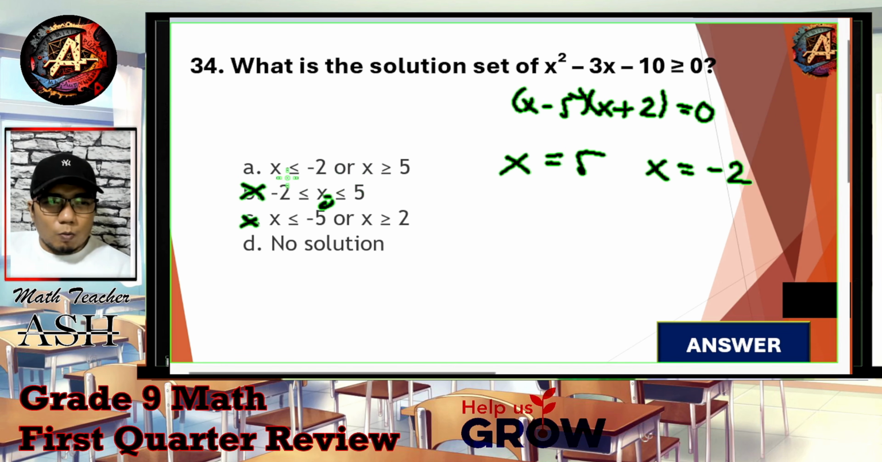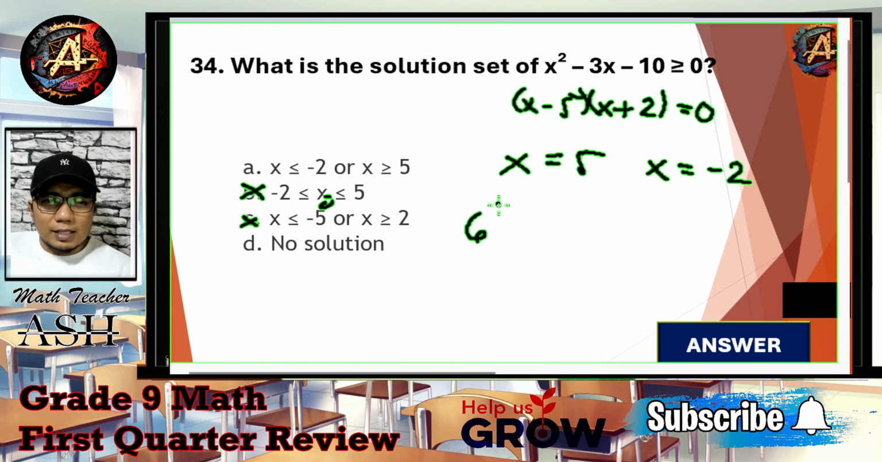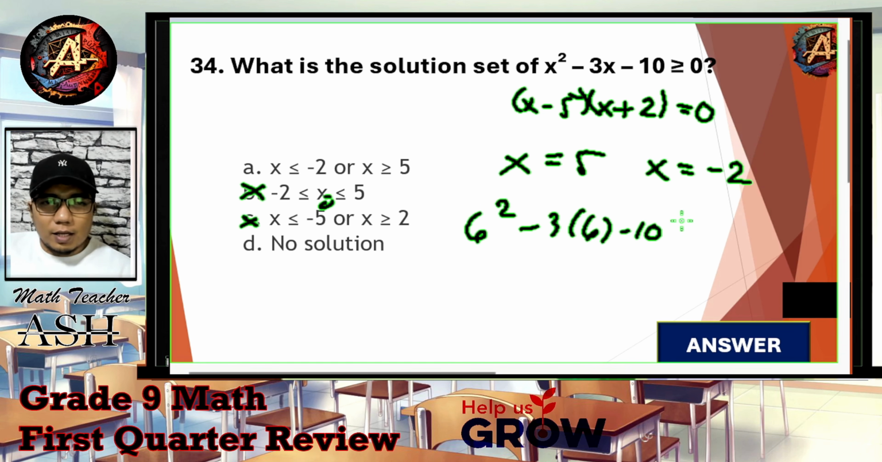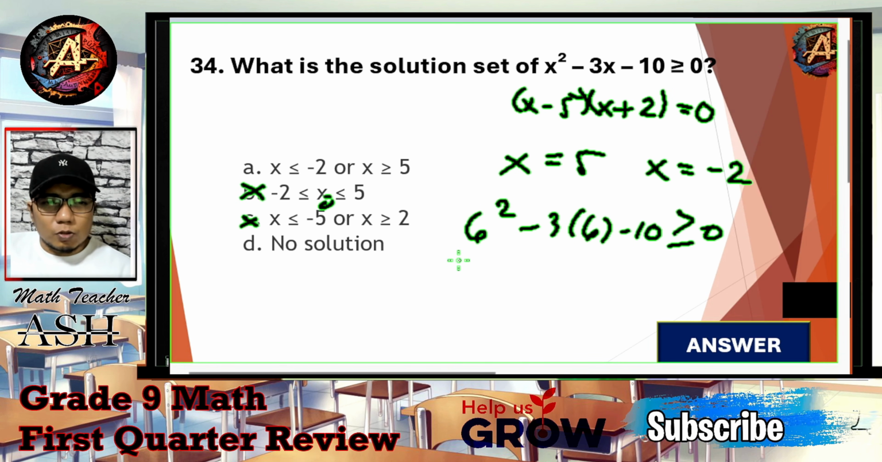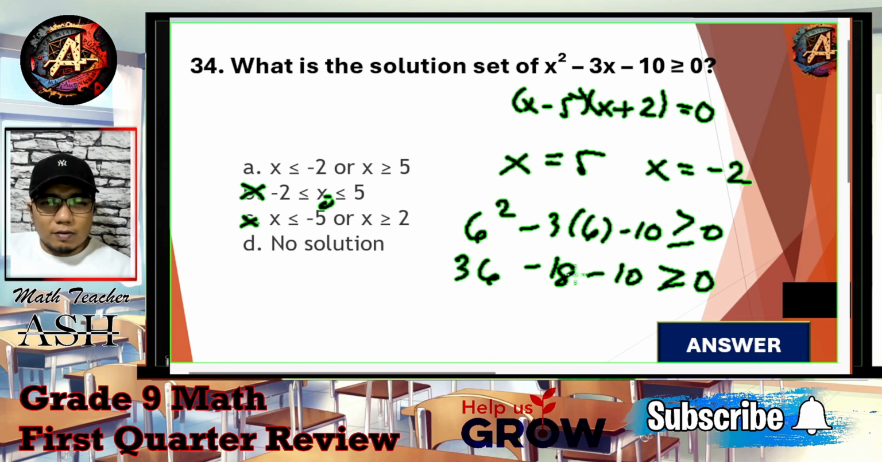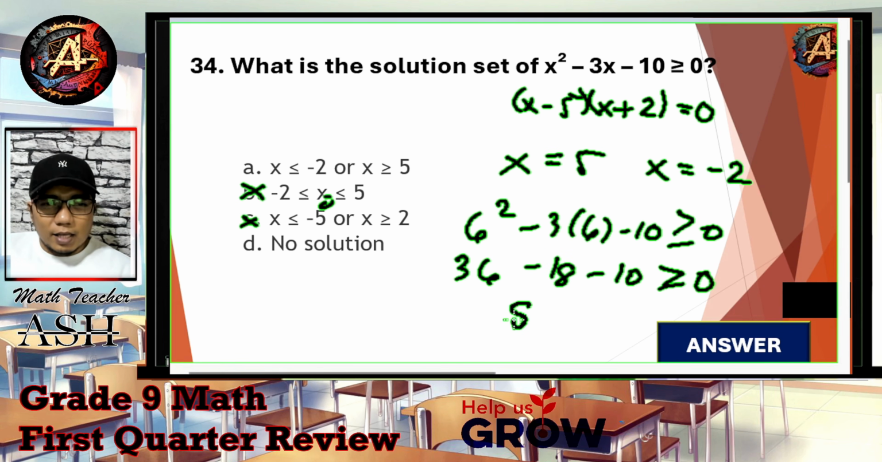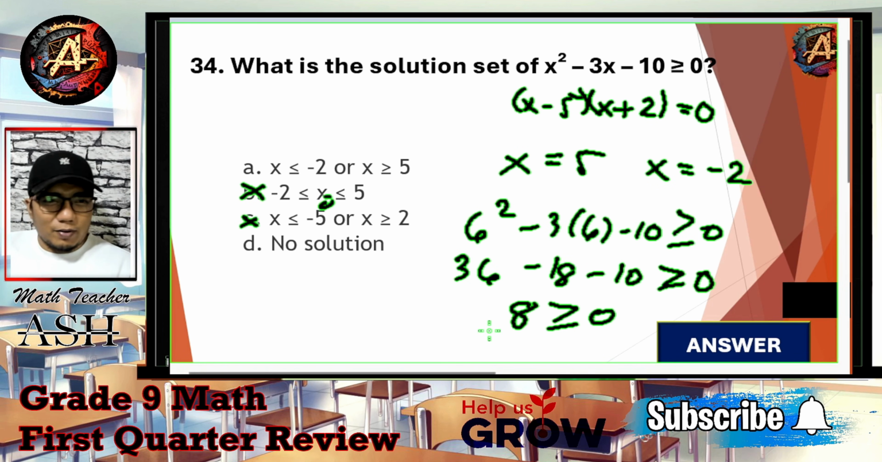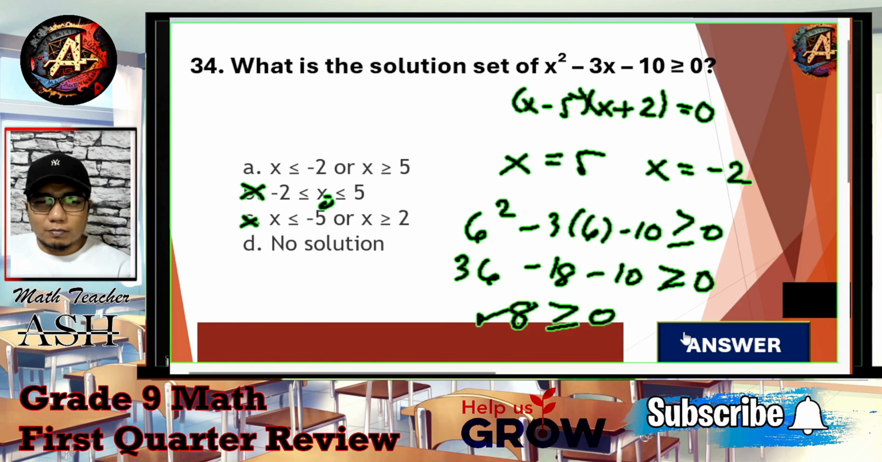Now, let us try one of the given solutions, x is greater than 5. Let's use 6. 6 squared, minus 3 times 6, minus 10 is greater than or equal to 0. So this will become 36, this will become 18, this will become 10. We simplify 36 minus 18, that is 18. 18 minus 10, that is 8. 8 is greater than or equal to 0. Is that statement true? Very good, that is true. So the correct answer is letter A. Alright, let's check whether we are correct, my dear math learners.